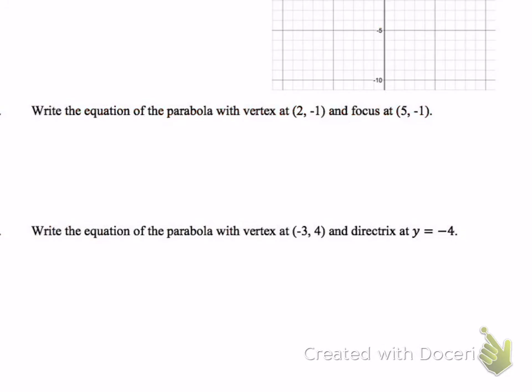Okay, so for 7 and 8, we're now given two pieces of information. It says write an equation of the parabola with a vertex at 2, -1, and a focus at 5, -1. How I'm able to tell whether it's horizontal or vertical is I look and see what numbers they have in common. Are the x's in common or are the y's in common for both of those? So what's in common for vertex and focus? The y's. If they're on the same y line, like the focus and the vertex, then it's horizontal.